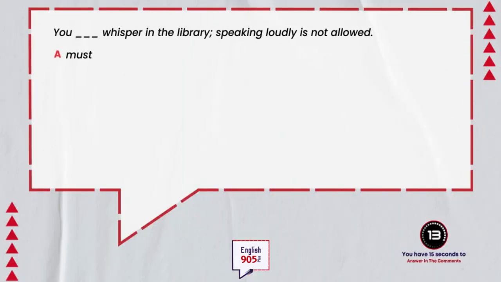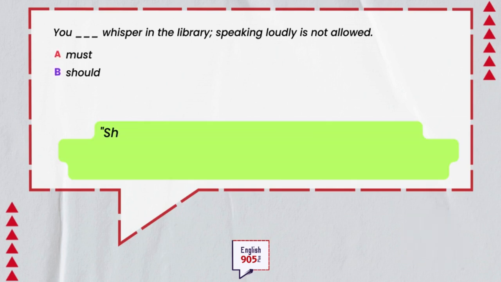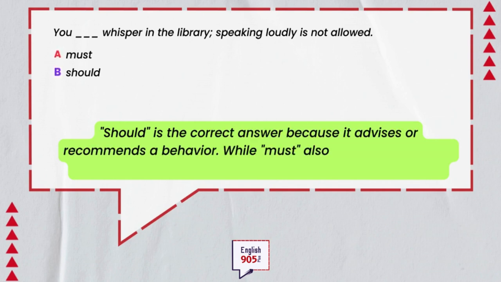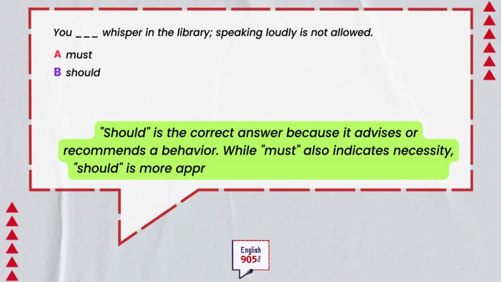A. You must whisper in the library. Speaking loudly is not allowed. B. You should whisper in the library. Speaking loudly is not allowed. Which one is correct? Answer in the comments below. Should is the correct answer because it advises or recommends a behavior, while must also indicates necessity. Should is more appropriate for suggesting proper conduct.